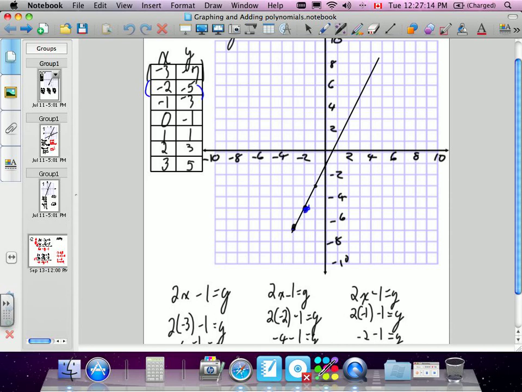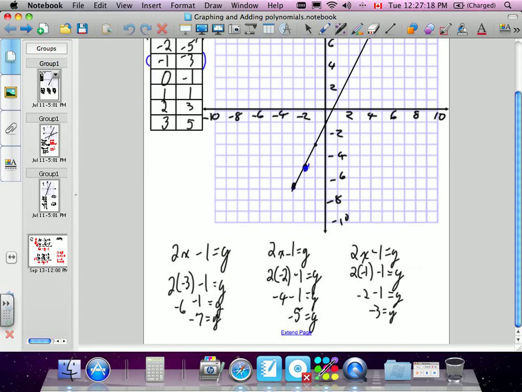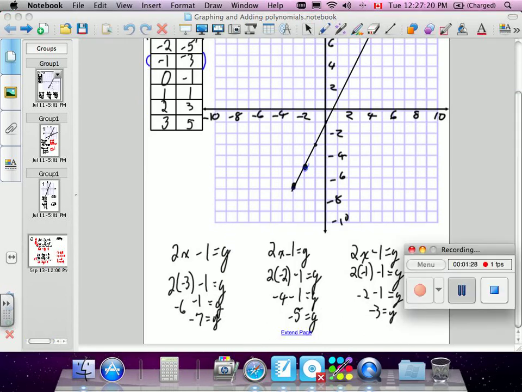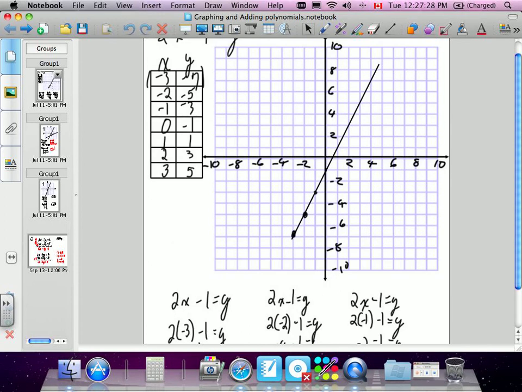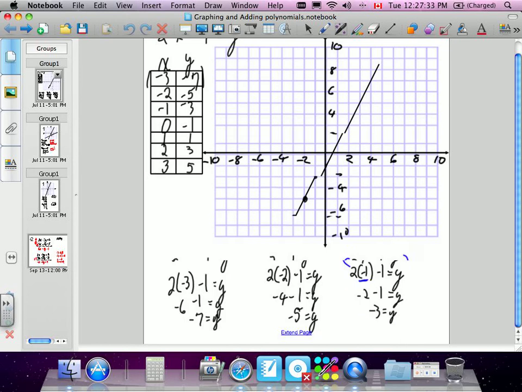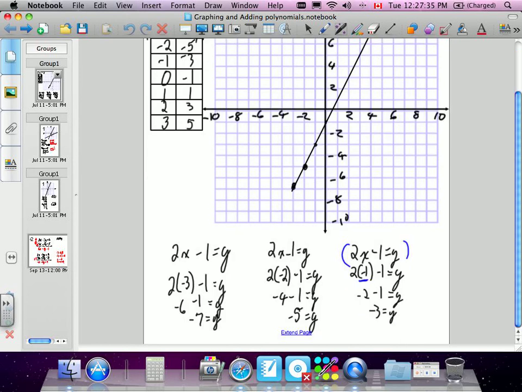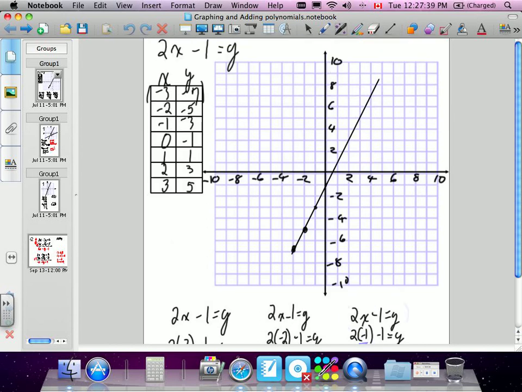And finally, the last one we decided to use was negative 1. We plugged negative 1 into the equation and we solved for y. We discovered y was negative 3. So our third coordinate we discovered was negative 1 and negative 3. We plotted that on the graph.